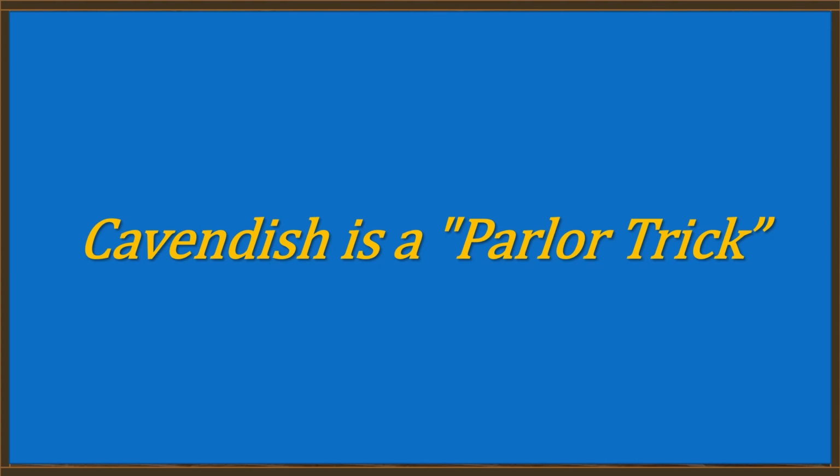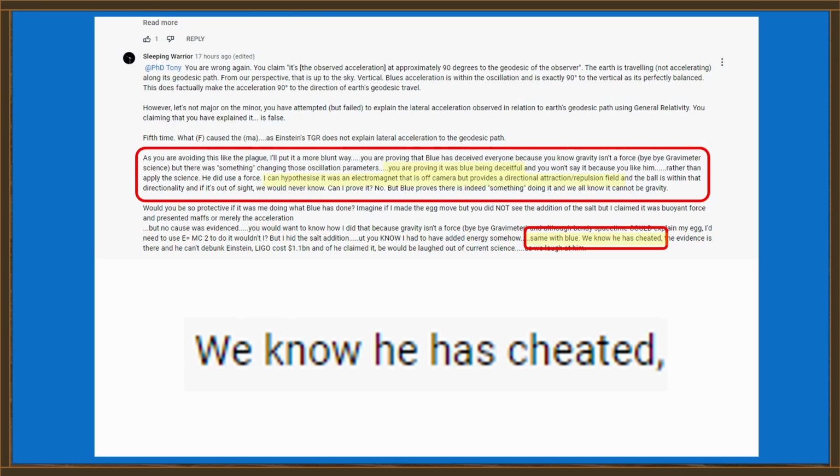Well, needless to say, Rachie was never able to come up with any explanation for this parlor trick accusation. We pressed her on it several times. She had nothing. Anthony, on the other hand, was a little more bold. In a back and forth he was having with PhD Tony in one of the comment sections, Anthony hypothesized that I was somehow using an electromagnet that was off camera. But he says point blank, "We know he has cheated." Really, Anthony? By your own admission, you don't have a shred of evidence to support that.